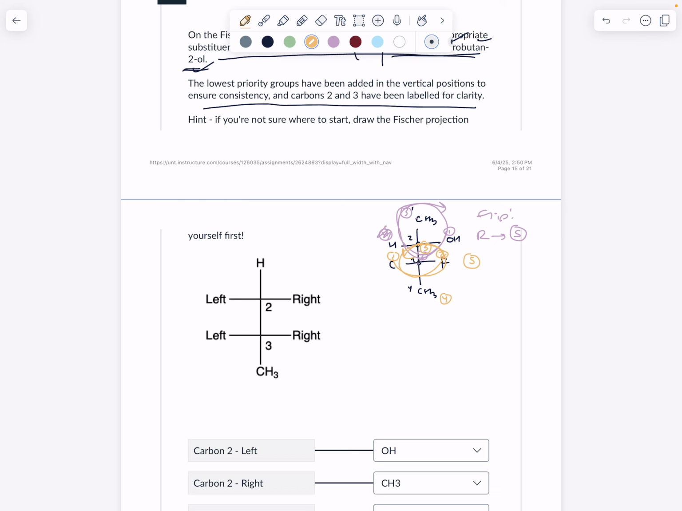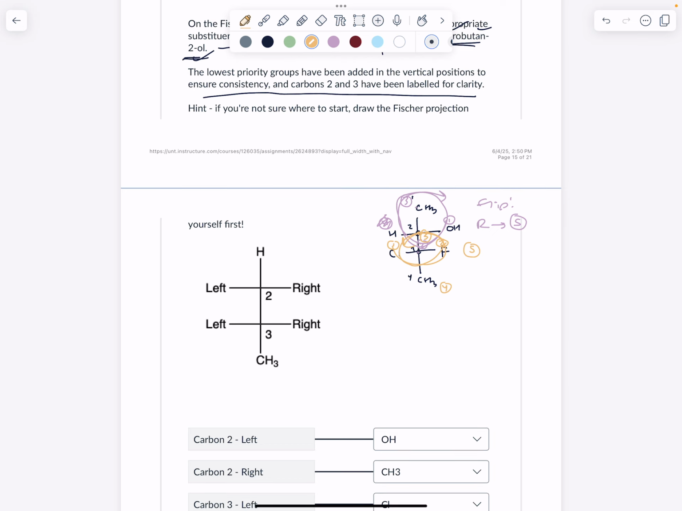So this is super handy for me. Just the random one that I picked already has SS configuration. So nailed it. How exciting.